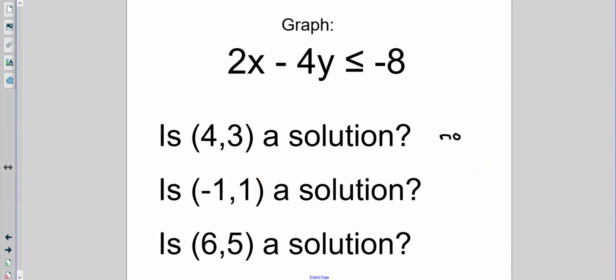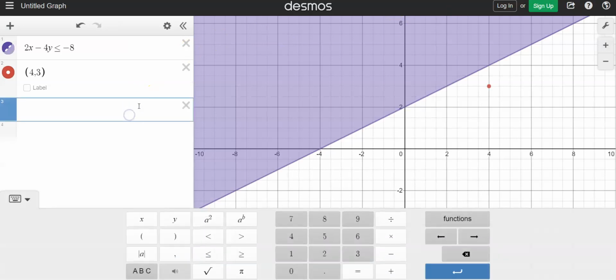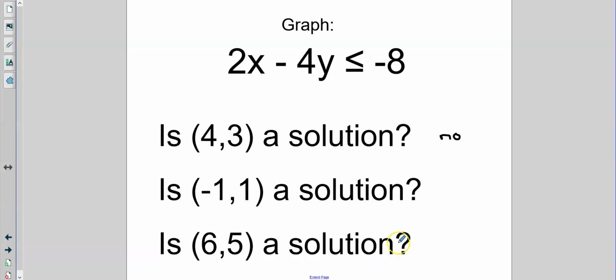Is -1, 1 a solution? So again, we'll type this in, -1, 1. Is that a solution? No, that is also not a solution. It is not in the shaded area. It's not even on the line. So that would be a no.